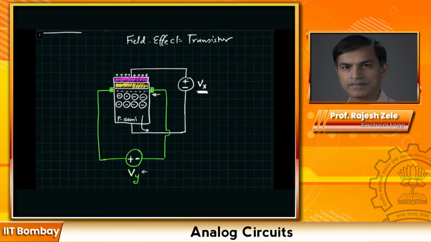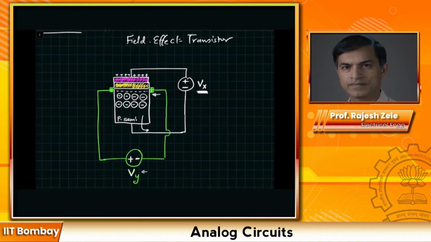With increasing Vy, the left side being positive and right side being negative, what we would see is that the electrons are being drawn from the negative terminal of the Vy. They will go under the channel and they would flow towards the left side.